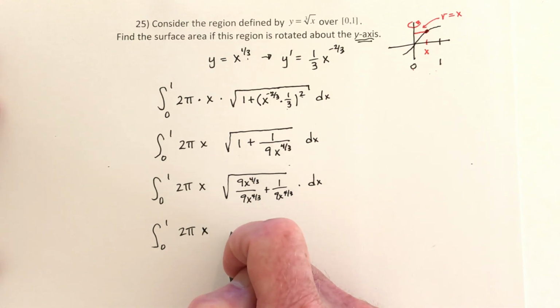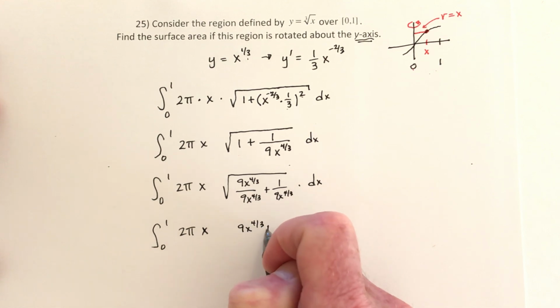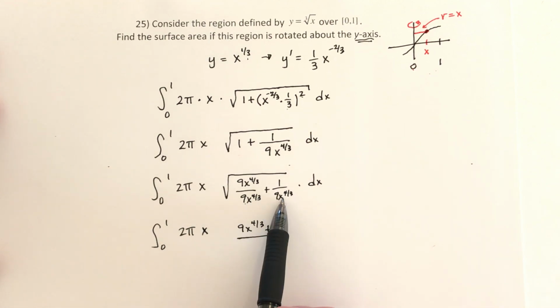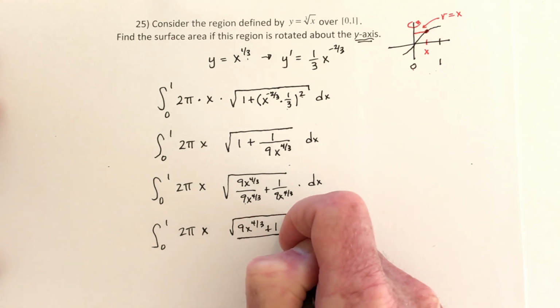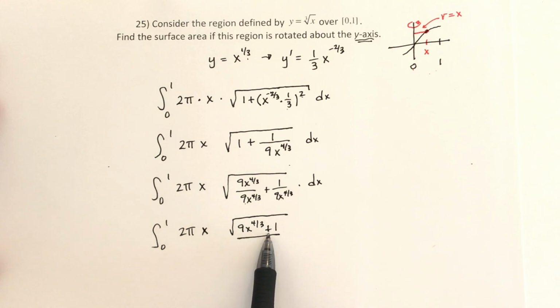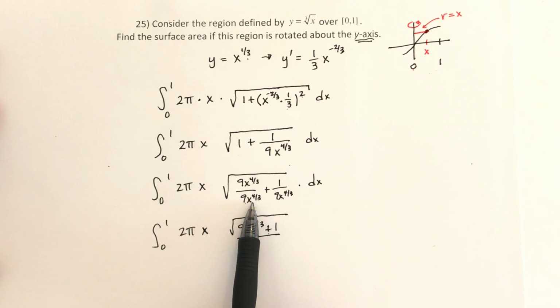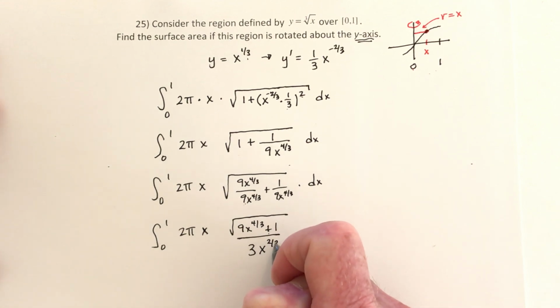And with this square root, we've got a 9x to the 4/3 plus a 1, that's the numerator. And then the denominator is the 9x to the 4/3. So I'm going to take the square root of the top and the square root of the bottom. So there's the square root of the top. That cannot be simplified because of this plus. But on the bottom, you can simplify. The square root of 9 will be 3. And then when you take the square root of this x to the 4/3, it's going to cut that fraction in half. So it's going to be 2/3. So x is to the 2/3.